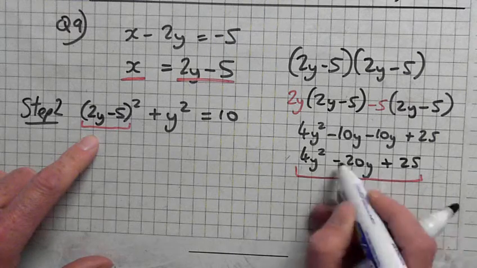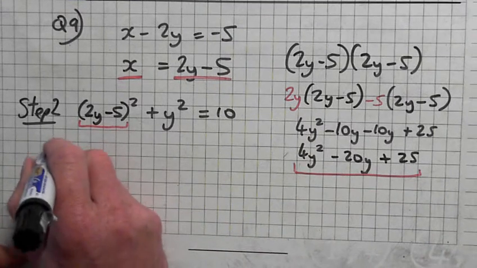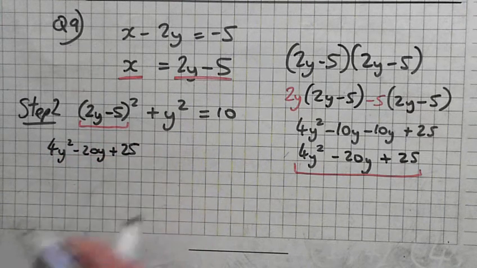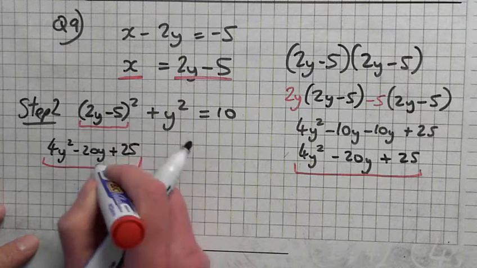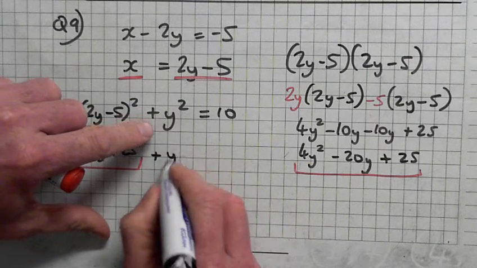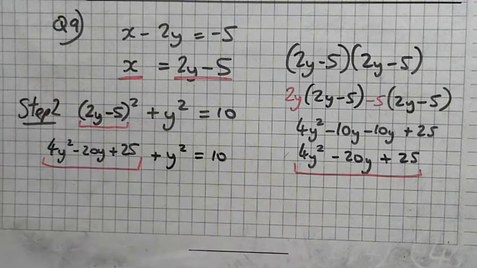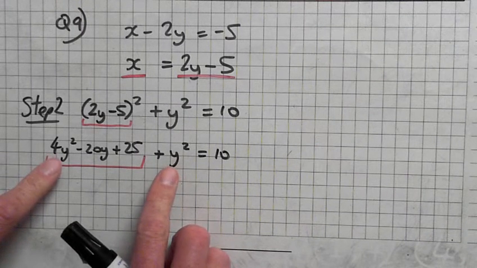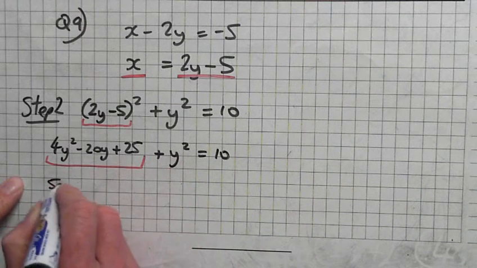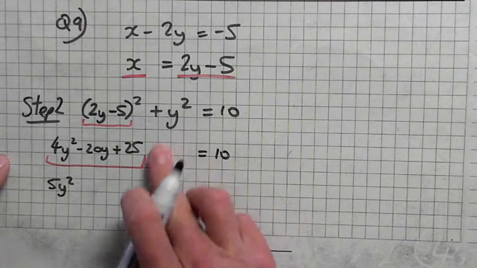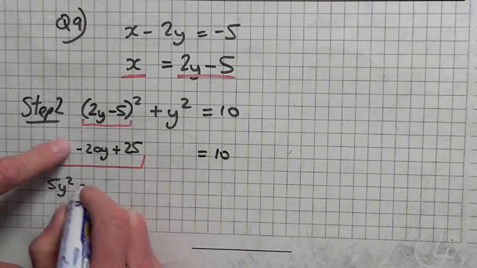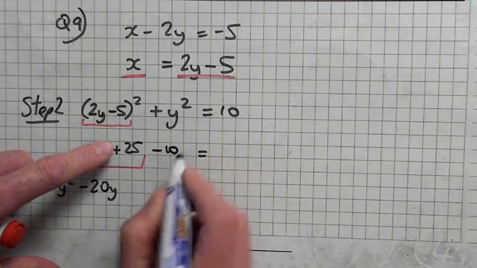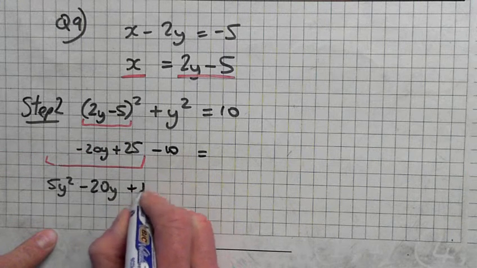So I'm just going to bring this over here. 4y squared minus 20y plus 25. They're equal to each other. Continue on. Plus y squared is equal to 10. Alright, we'll add the y squareds, 4y squared and y squared, 5y squared. I've added those. Minus 20y. And then we bring the 10 across, it becomes minus 10. What's 25 minus 10? That's 15.